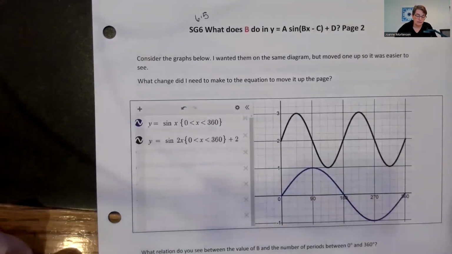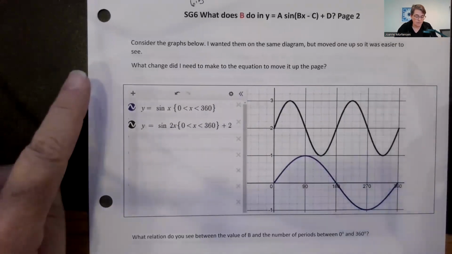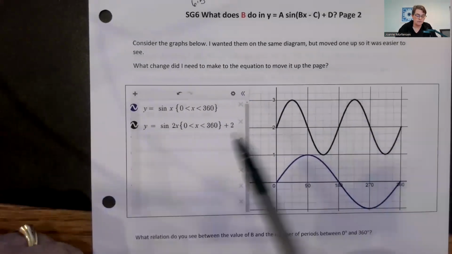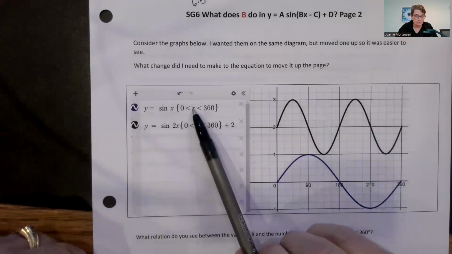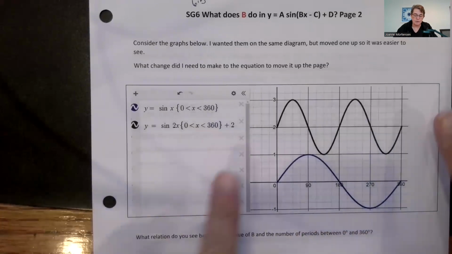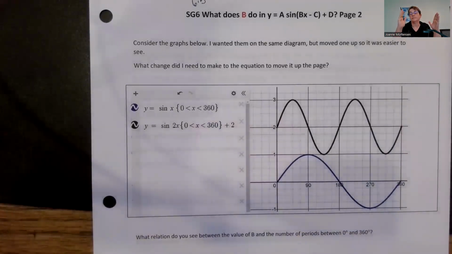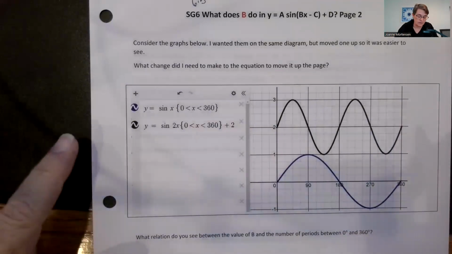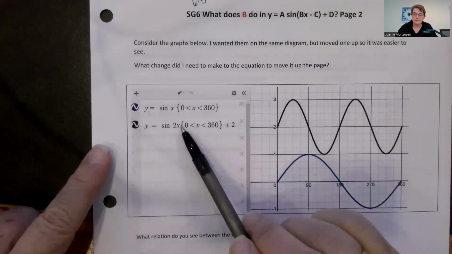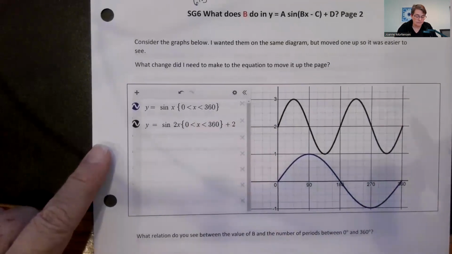I want you to look at the graphs below. So I put them on the same diagram. Now, number 1 question says, oh, by the way, when you see this set notation 0 is less than or equal to x, less than or equal to 360, that just means I only want Desmos to show me from 0 to 360. So I want to limit it rather than having to erase it or do something fancy. So don't stress over that. You don't need to add that or anything. You should play around in Desmos though. It's kind of fun.